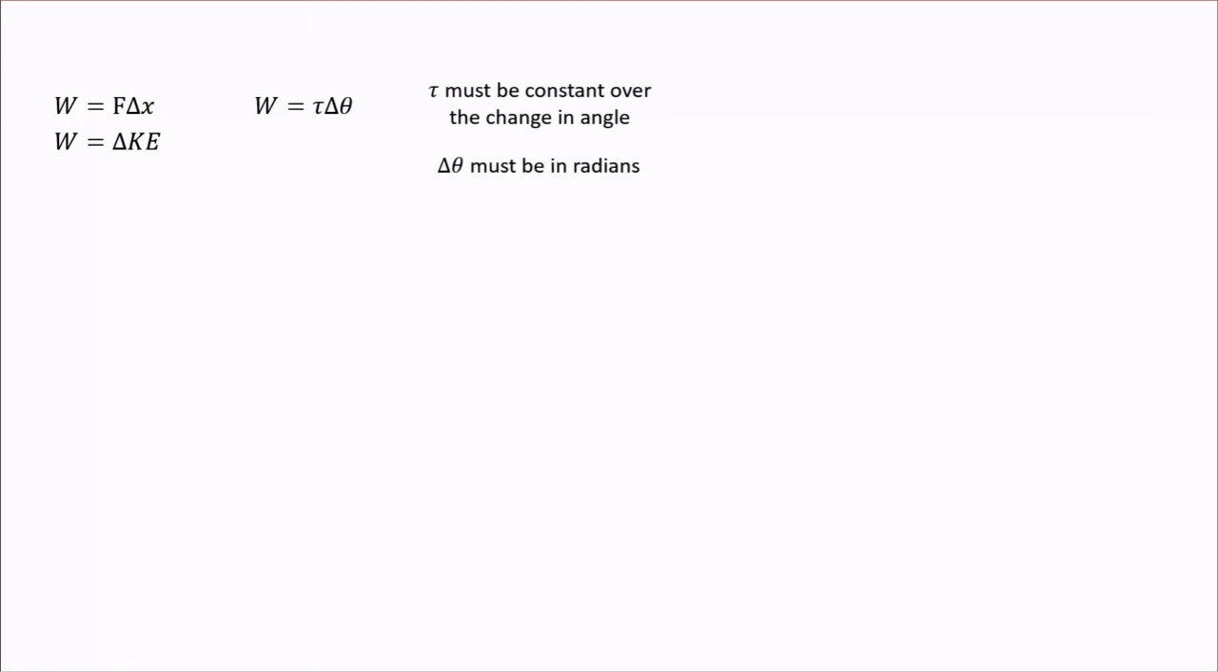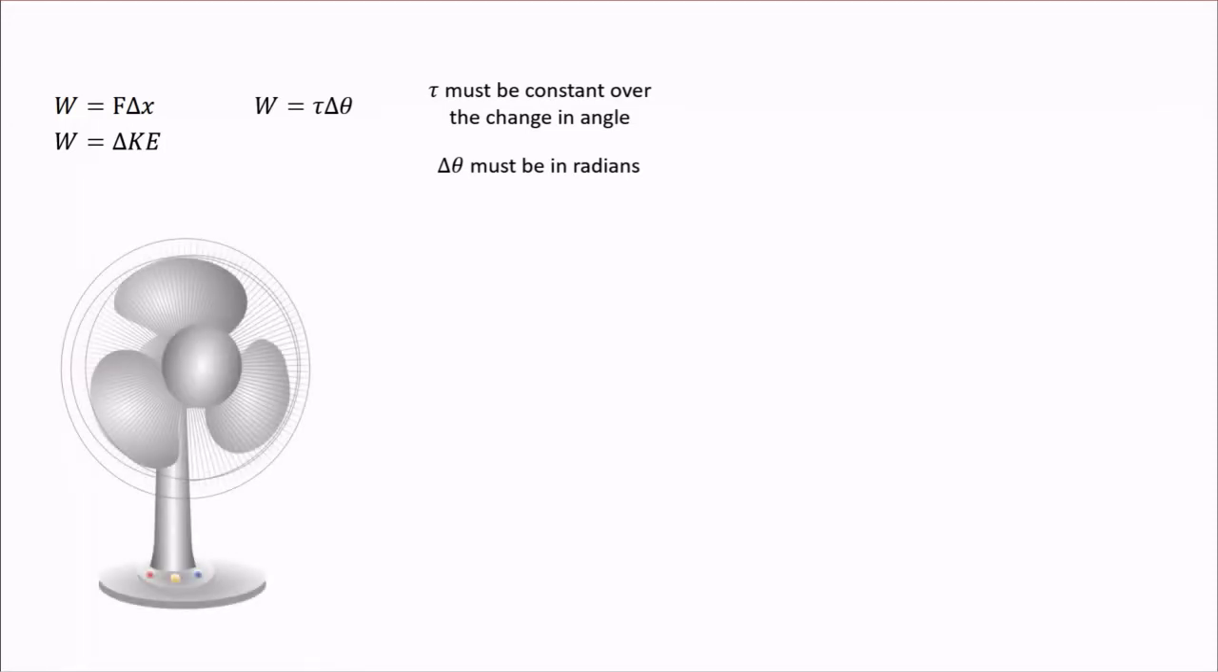Let's do an example for this. Let's say we have a motor that tries to make a fan spin, and it outputs a constant torque of value tau, which is this curvy T thing. The fan has a rotational inertia of I. At first, the fan is not spinning at all. After 2 full revolutions, what will the angular speed of the fan be?